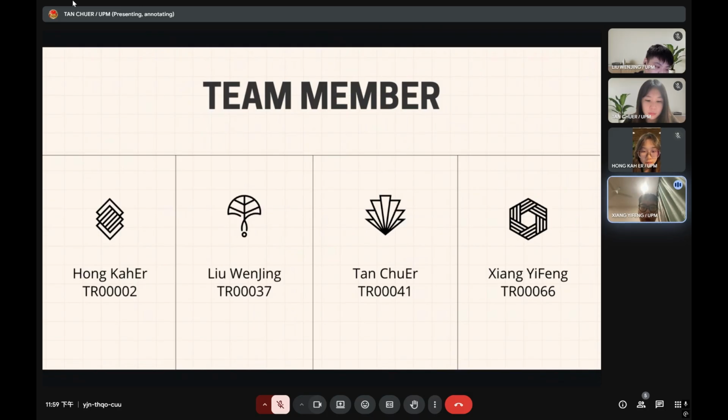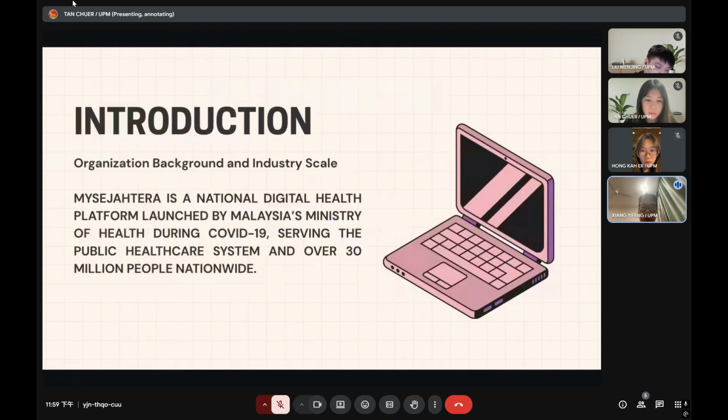MySejahtera is a national digital health platform launched by the Malaysian government through the Ministry of Health during the COVID-19 pandemic. It was originally developed as a key tool to manage public health risks, such as health screening, contact tracing, and vaccination registration. During the pandemic, MySejahtera was widely used in public places, workplaces, and healthcare facilities.